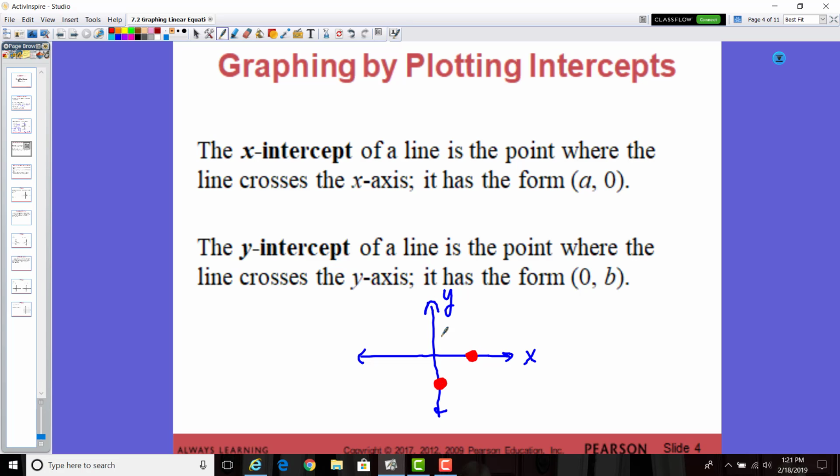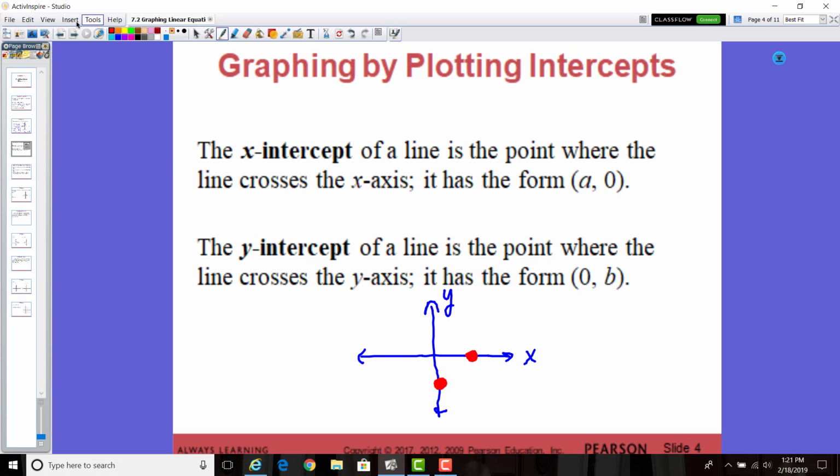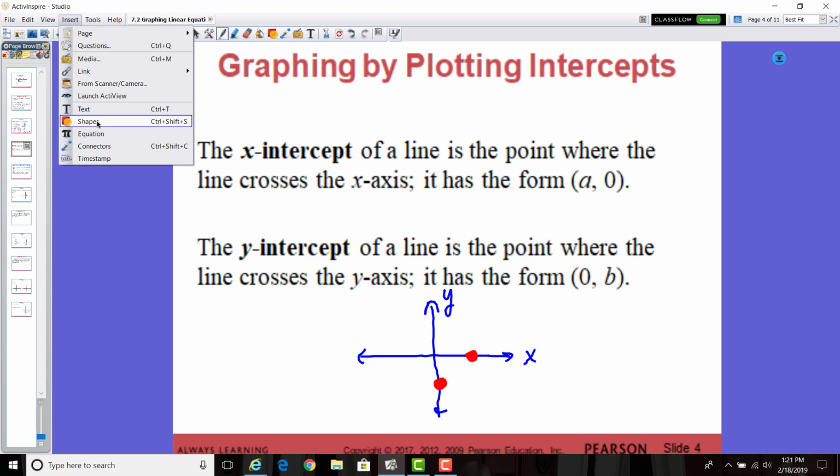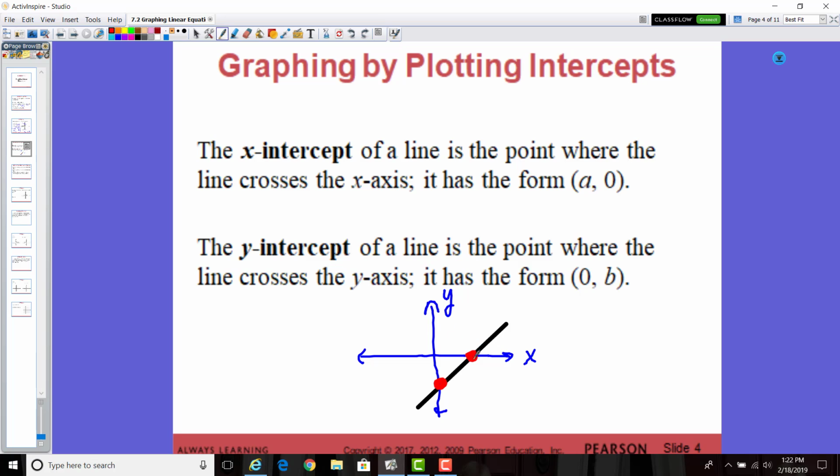So if I have this line here, let me see if I want to insert a shape, a line. There we go. So this point right here is what we call an x-intercept to this linear line, because this is the point on the x-axis that intersects the x-axis. This would be the y-intercept right here, because it intersects the y-axis.